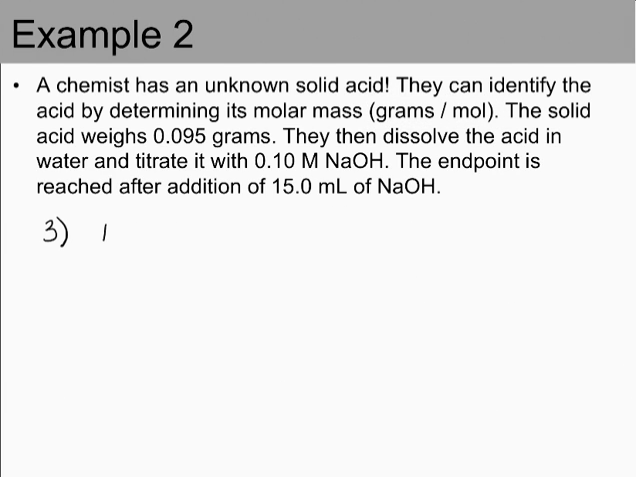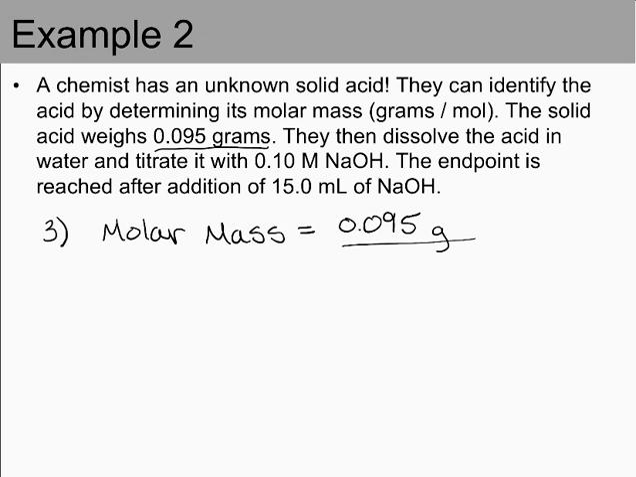All right, so we've got our mass. Remember, molar mass is grams per mole. So we're going to take the mass that we saw earlier and then divide that by the moles that we calculated, which was 0.0015. All right, so 0.095 divided by 0.0015 gives us 63 grams per mole.